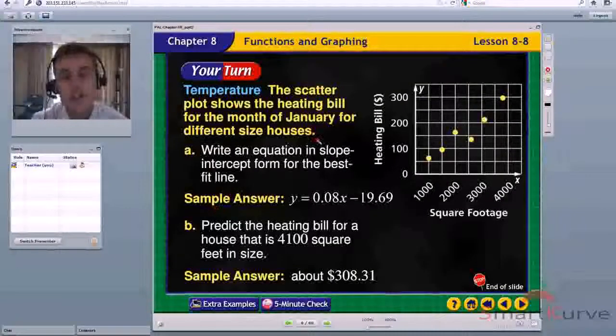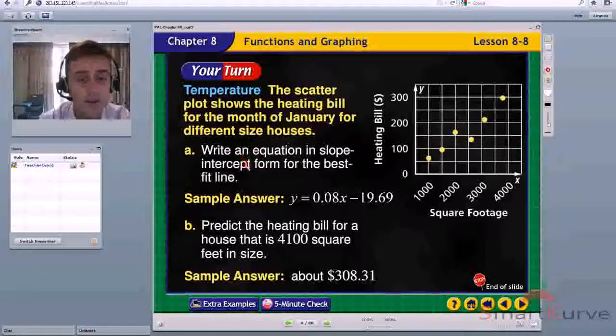The scatter plot shows the heating bill for the month of January for different size houses. Write an equation in slope-intercept form for the best fit line. A sample answer would be y equals 0.08x minus 19.69. We want to pick 2 points on the line and then draw a line through them.